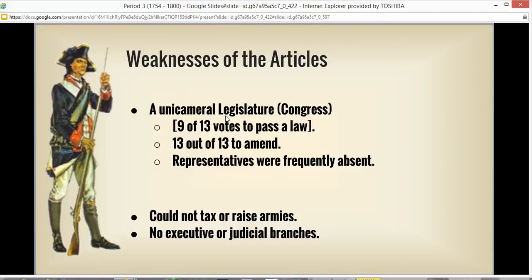Also, under the Articles, there's no executive branch, which means no president. There's also no judicial branch, which would be the Supreme Court or any court system.